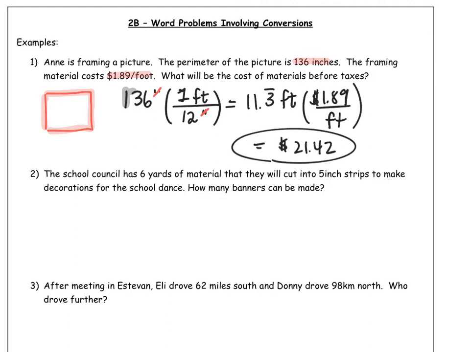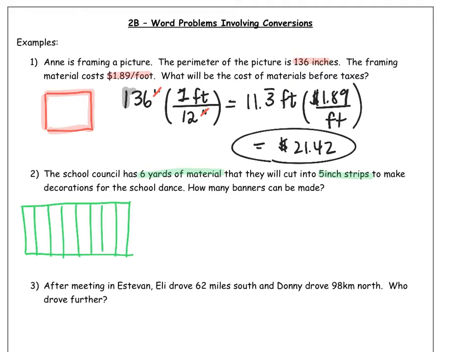$21.42. Okay. The school council has 6 yards of material that they will cut into 5-inch strips to make decorations. Okay, how many banners can they make? So basically, the scenario is we've got this big piece of material, and they're going to cut it, divide it up into these 5-inch strips. Okay, so I need to have common units. So I'm going to take my 6 yards, because each of these strips is 5 inches. So it's 5 inches, 5 inches, 5 inches. I need to know how many of those 5 inches will fit into 6 yards. So I have to convert into the same units.